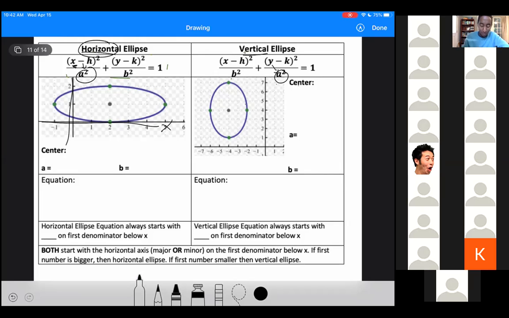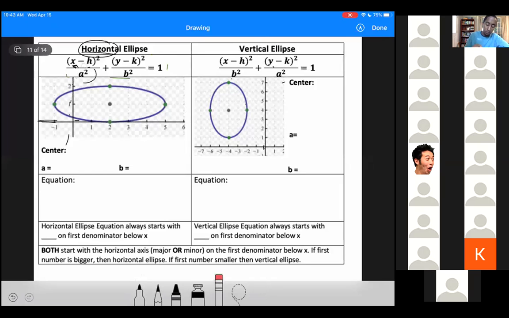Okay. So for a horizontal ellipse, the A is always under the X. And so I remember that as horizontal axis is the X axis. So A is under X. Vertical is the Y axis. So then I think if it's vertical, the A has to be under the Y. That's what helps me to remember it. If you have another way to remember, you can use that. But that's what I found to be helpful for me. All right, so that's just a way to think about it.